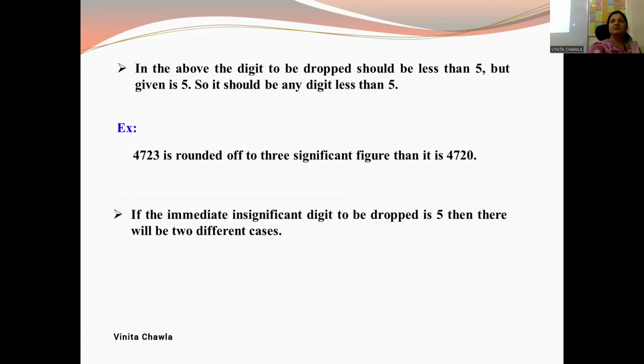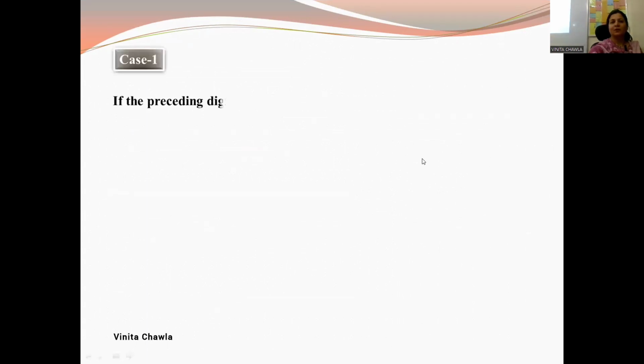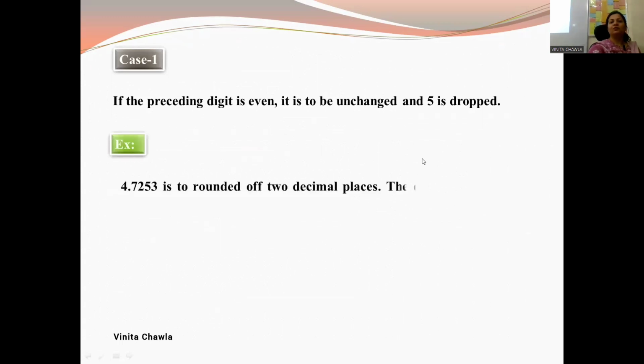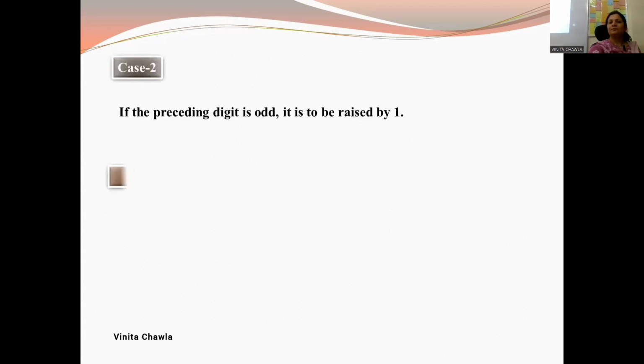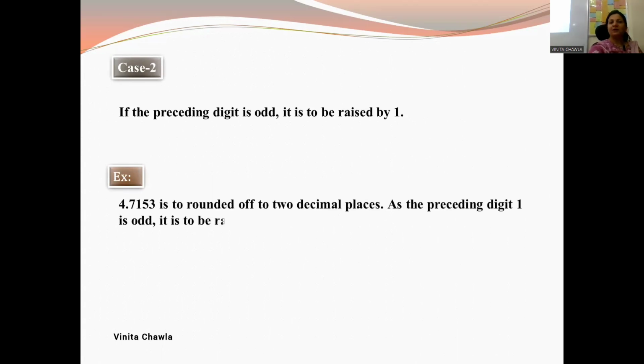Odd or even. This is how we take odd or even. If the preceding digit is even, it is unchanged and 5 is dropped. For example, if we have 4.7253, the preceding digit is 2, so it will remain unchanged. We can simply write 4.72. But if the preceding digit is odd, then it is raised by 1. For example, if we have 4.7153, then 1 is raised by 1.